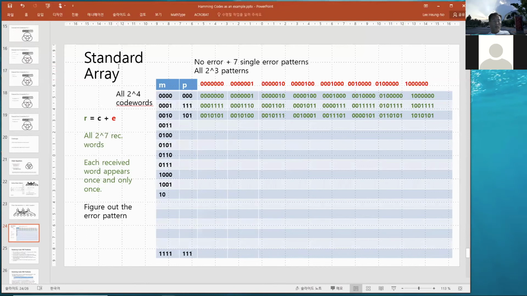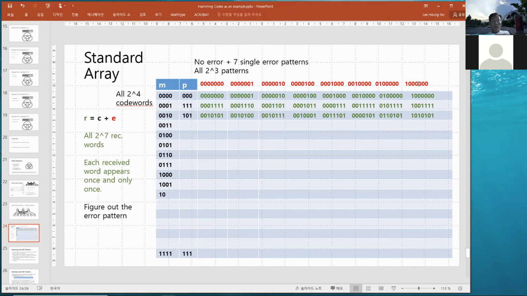And there is something called the standard array. In this standard array, you have message bits starting from 0, 0, 0, 0 to 1, 1, 1, 1. So there are 2 to the power of 4 code words right here. When you have a message, the parity check part P is uniquely determined. So these two together form a code word. There are 2 to the power of 4, which is 16 code words.